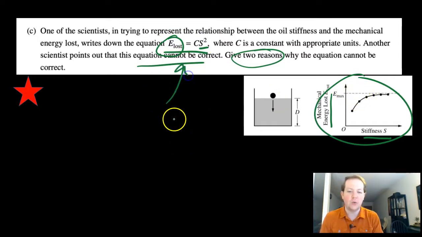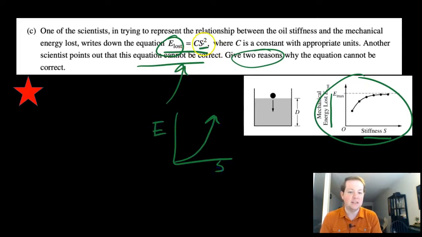This is a quadratic, right? You would have something like this if I had energy versus stiffness, because E versus stiffness squared, that's some quadratic. So a common answer, well, this equation doesn't give the graph that's shown. There's 1 point. And then you could have written another point a couple different ways.